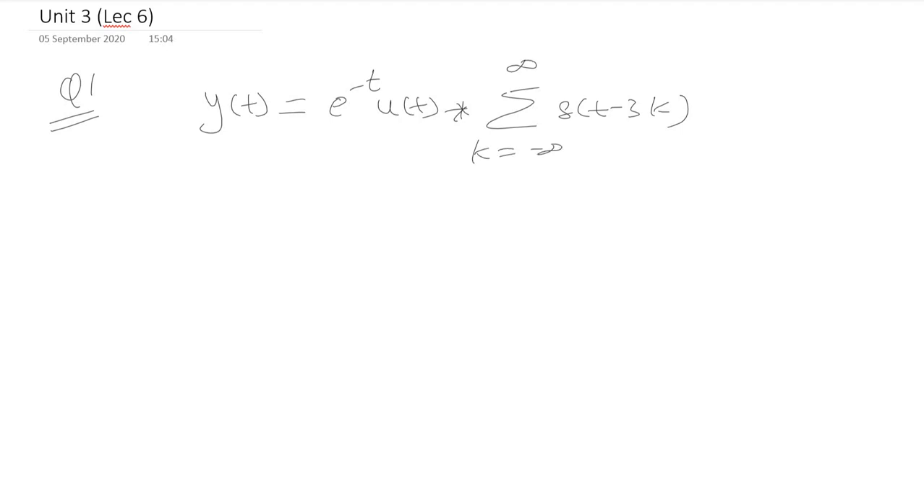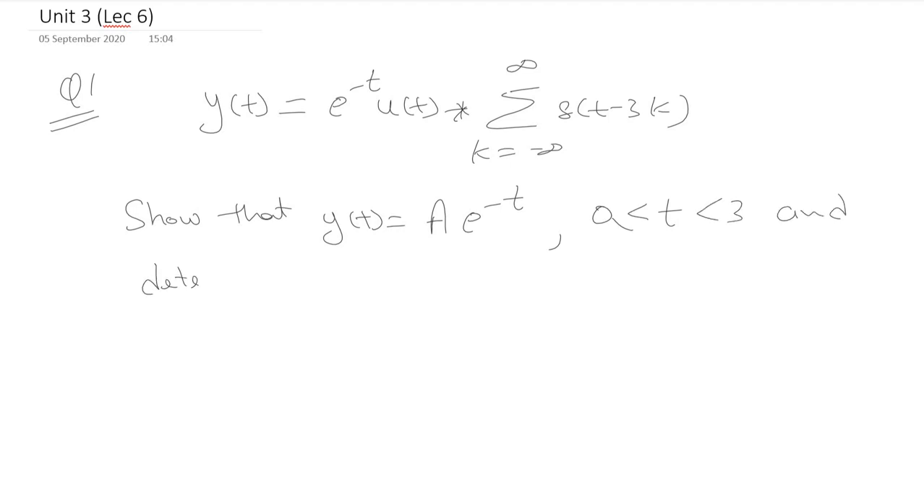In this video lecture we'll discuss some of the conceptual questions based on the concepts that we studied in number 2. So beginning with the first question, we're given the signal y(t) that is equal to e raised to the minus t, and the question is, show that y(t) is of the form a into e raised to the minus t for t from 0 to 3 and determine the value of a. This is the given question.